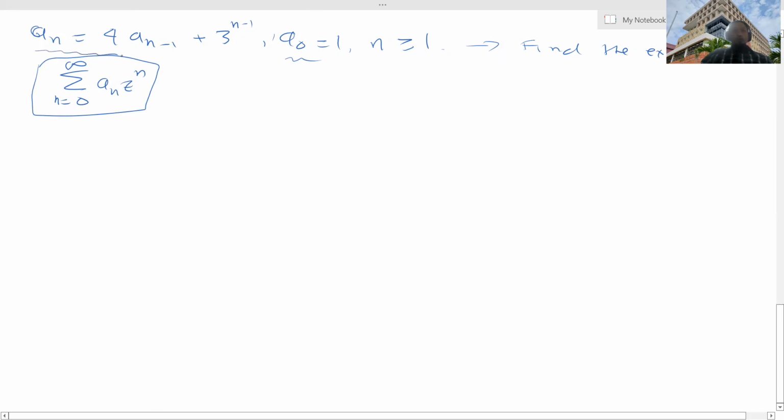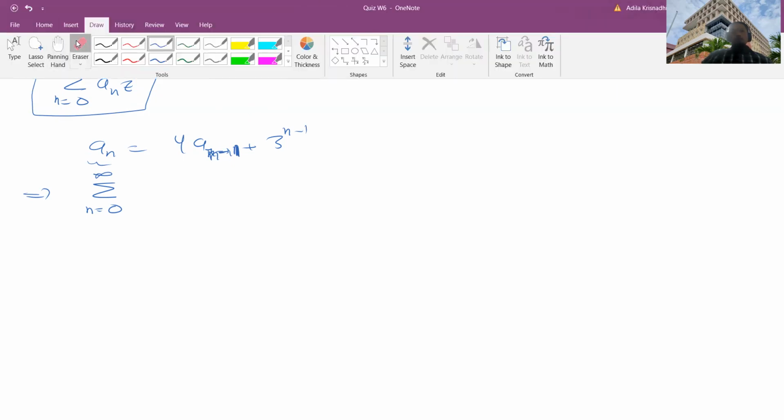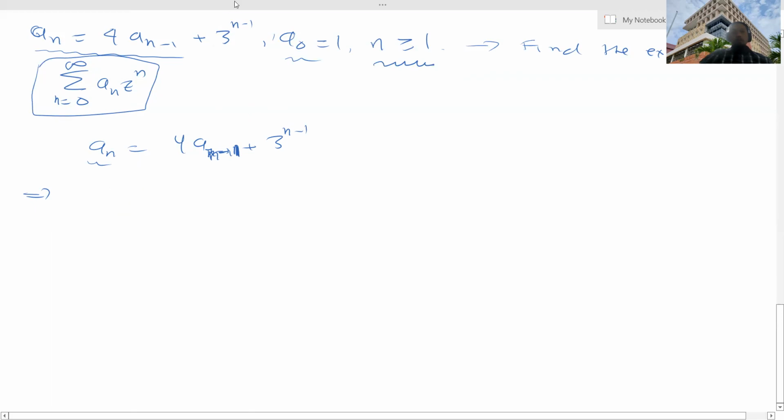Also this relation holds. So if we write it down, a_n is 4a_{n-1} plus 3 to the power of n minus 1 becomes what? Well, you make this into a sum. So sum over n from 0 to infinity. Well, not 0 to infinity. Remember, this holds only when n is greater than or equal to 1. So therefore, instead of starting from 0, we should start from 1. So let me redo that.